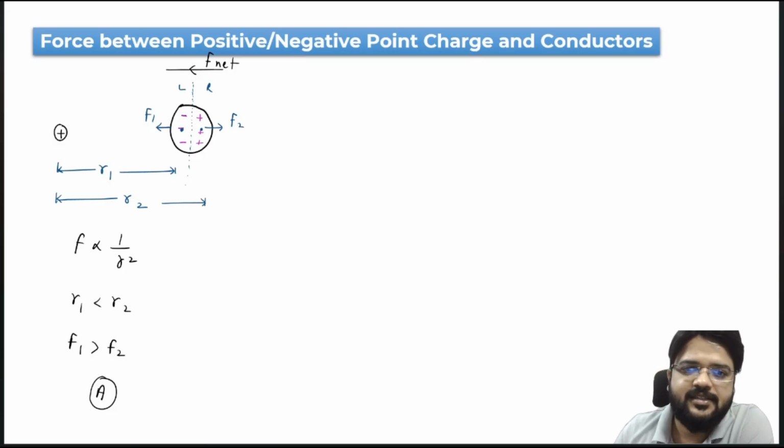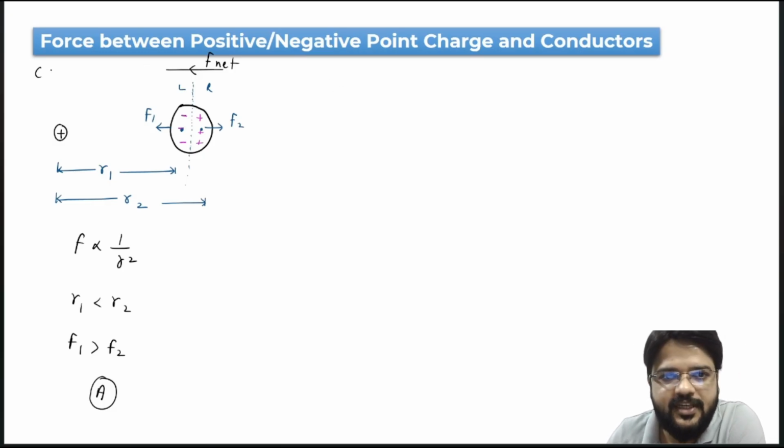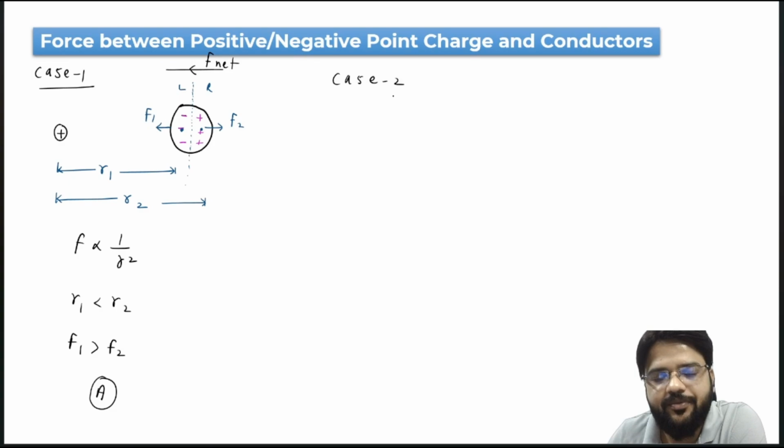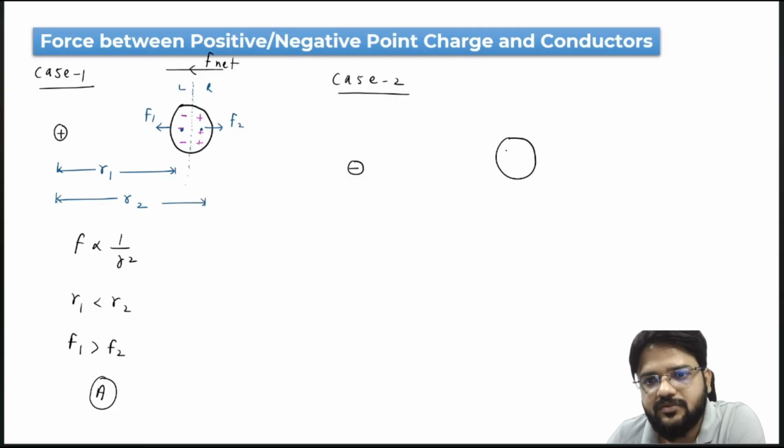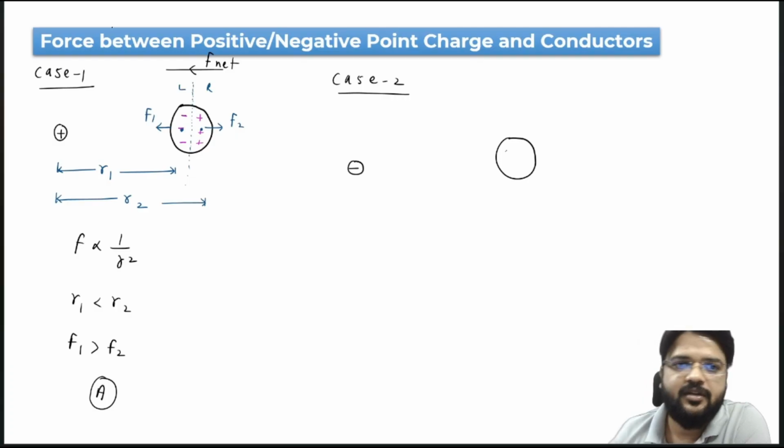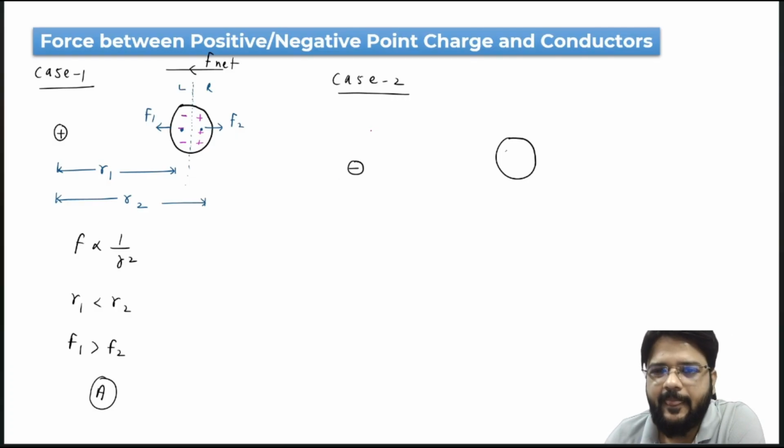Now let's see the second case. Case number 2. This is case 1 and case 2. So what is case 2, everyone? Now we have a negative point charge and we have one conductor. So what will happen between these two? When we put one negative point charge and one conductor, will they attract or will they repel? What will happen? Think about it, everyone.